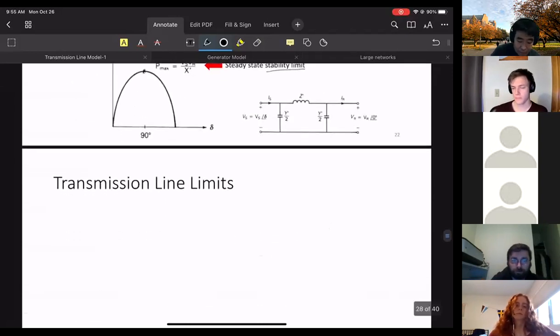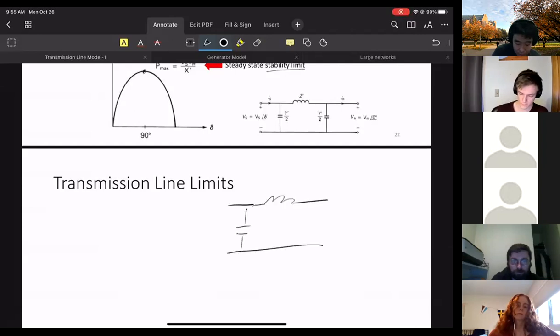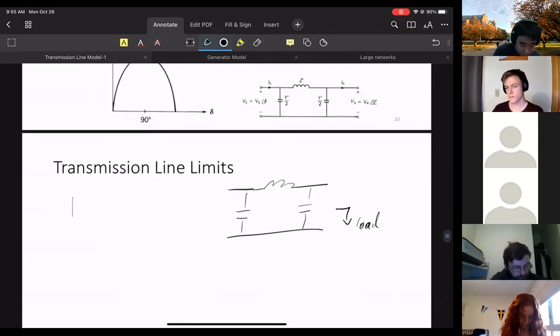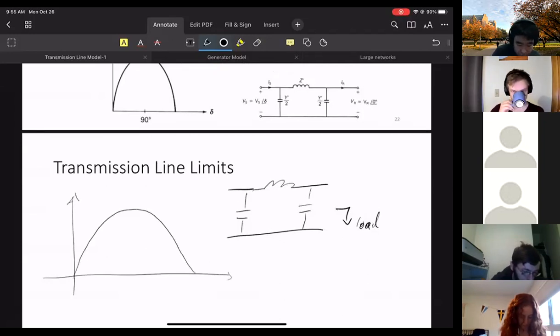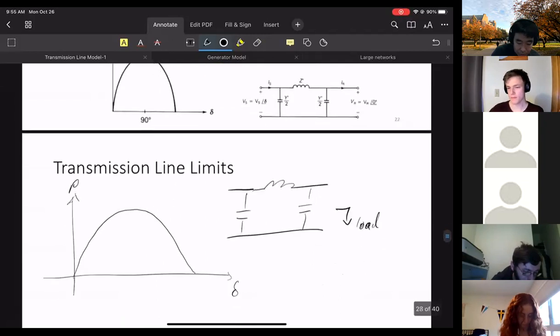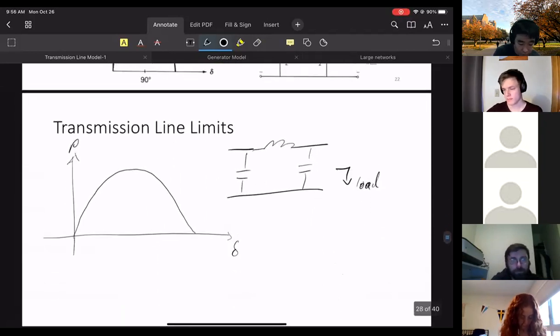Okay. So remember, this is our transmission line. So let's take a lossless transmission line. This is our pi model. And let's say this is some load. Okay, there's some load that's pulling power out of this transmission line. And we're operating along this curve, right? This is our sine curve. So this delta, this is the real power P we're sending to the load. Okay, so this is receiving power PR sending to the load. And let's say we're operating at this point.